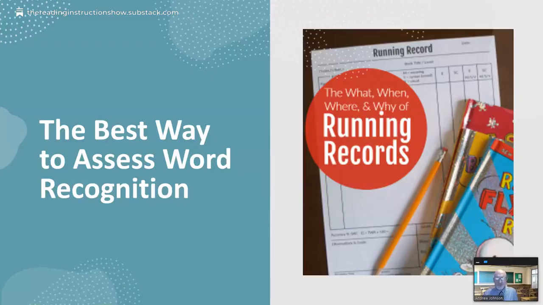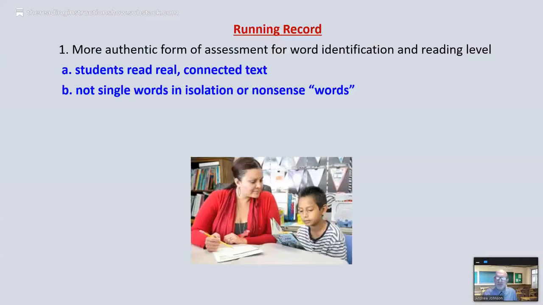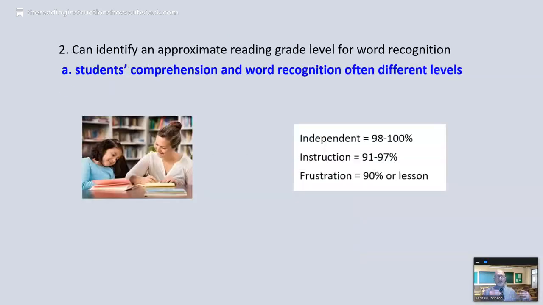The best way to assess word recognition, students' ability to recognize words, is the running record. This is a more authentic way to assess word recognition or identification, where students read real, connected text and not single words in isolation. This is how you do it, and you can identify an approximate reading grade level for word recognition. Now, oftentimes, of the three deficit areas, fluency, comprehension, and word identification, comprehension and word recognition are different. So this one focuses just on their ability to recognize or identify words.